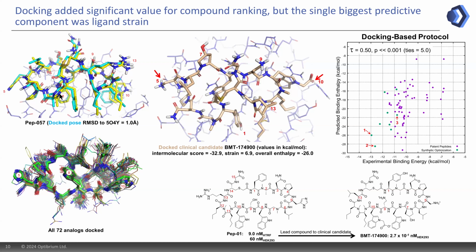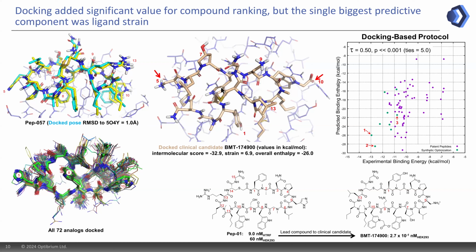What I'm showing you here in the upper left is peptide 57 docked into the 6PV9 structure. So this is a non-cognate docking of peptide 57 into the structure that was cognate for peptide 1. And you can see that we get a very accurate docking. The actual RMSD is just 1 angstrom. So this is a huge molecule, and getting that level of accuracy is quite difficult.